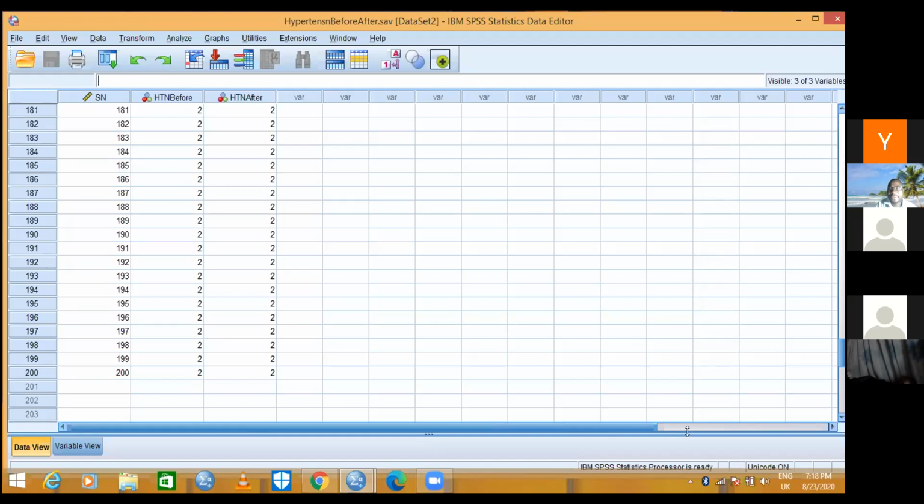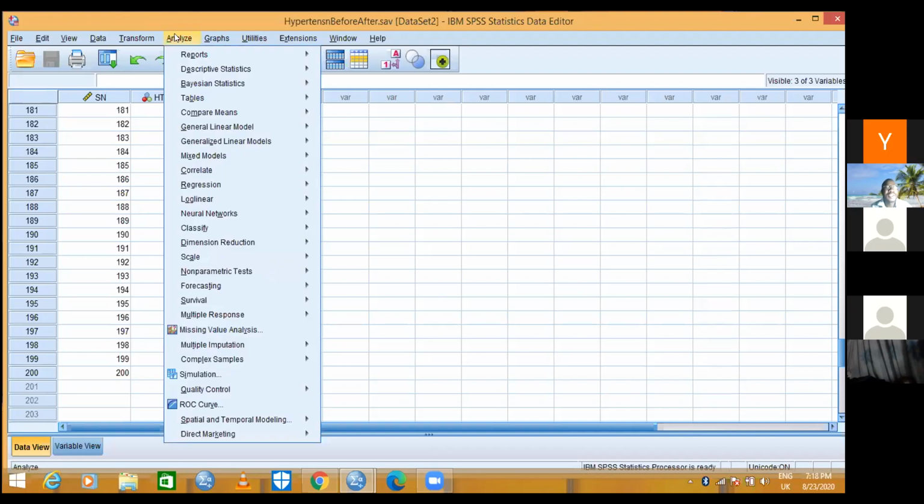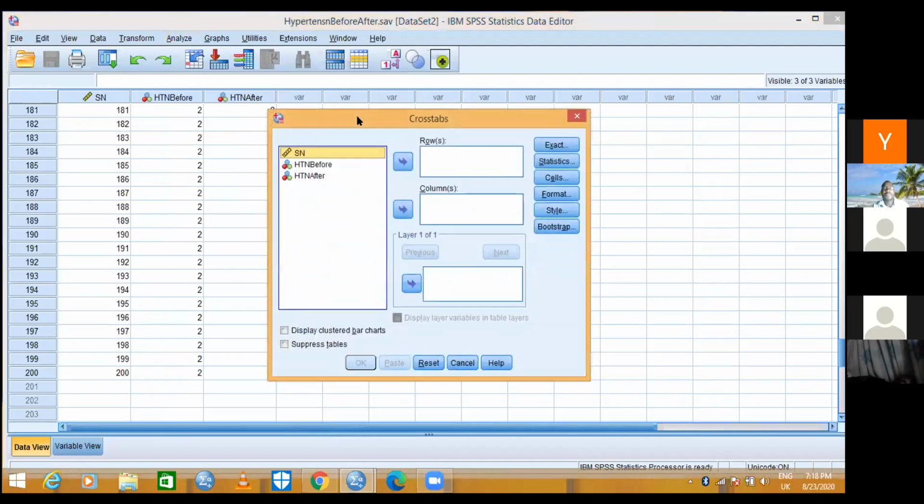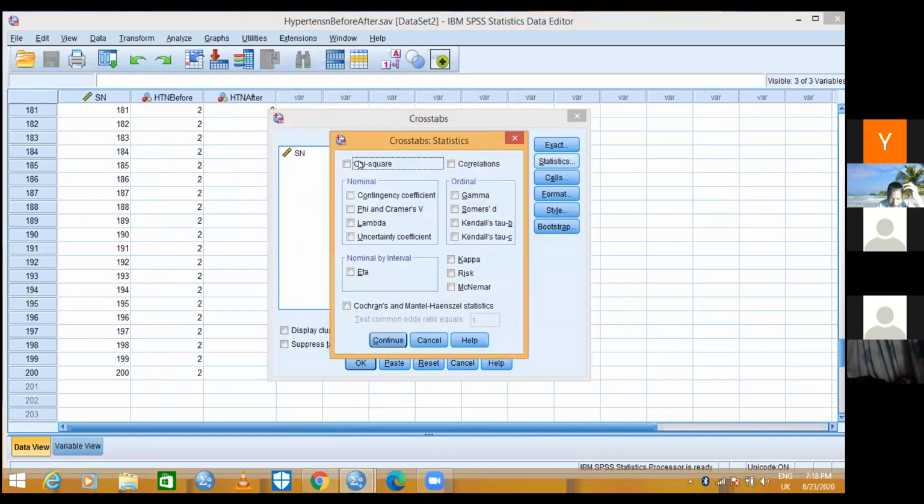Go to Analyze. Descriptive. You know it's cross tabulation also. Cross tab, yes. So before should be your row and after your column. What comes before will be the row, as if it's the exposure here. Now go to Statistics. Click on McNemar, and also Kappa and risk. Yes. Continue.